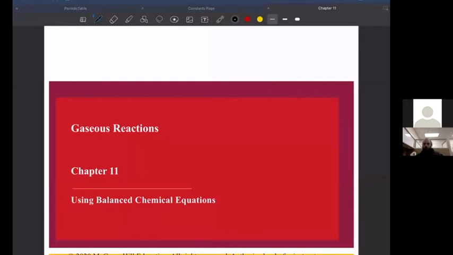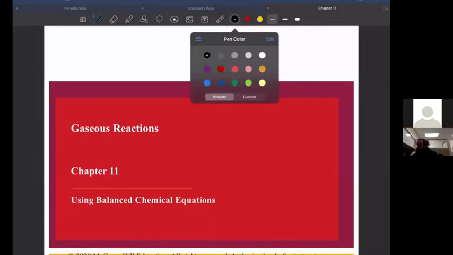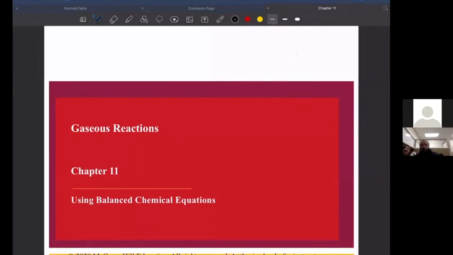Okay, so now we're going to talk about reactions that occur in the gas phase. In order to do these, we're also going to be using our balanced chemical equations. But in addition, we're going to be using the ideal gas law, PV equals nRT. In particular, notice that n is a variable here. Remember, n stands for the number of moles of gas. That's how we can use our balanced chemical equation.